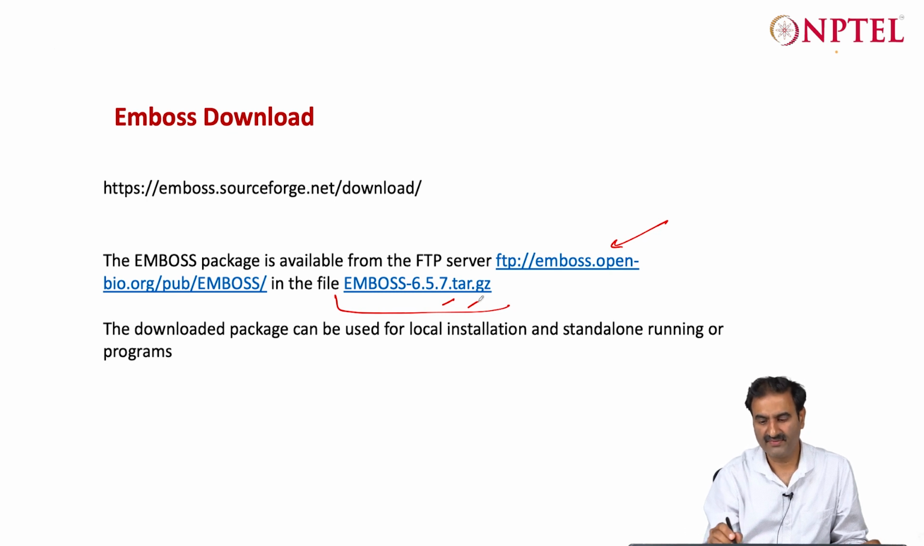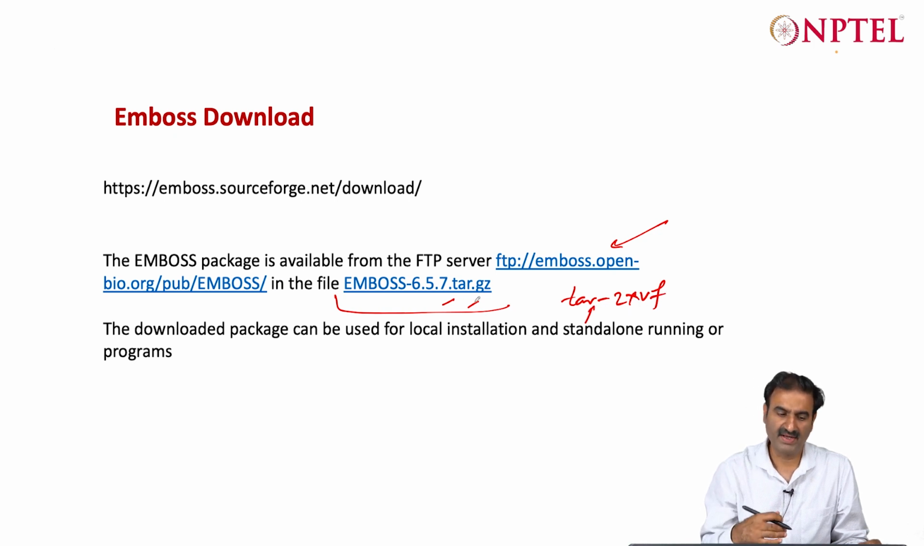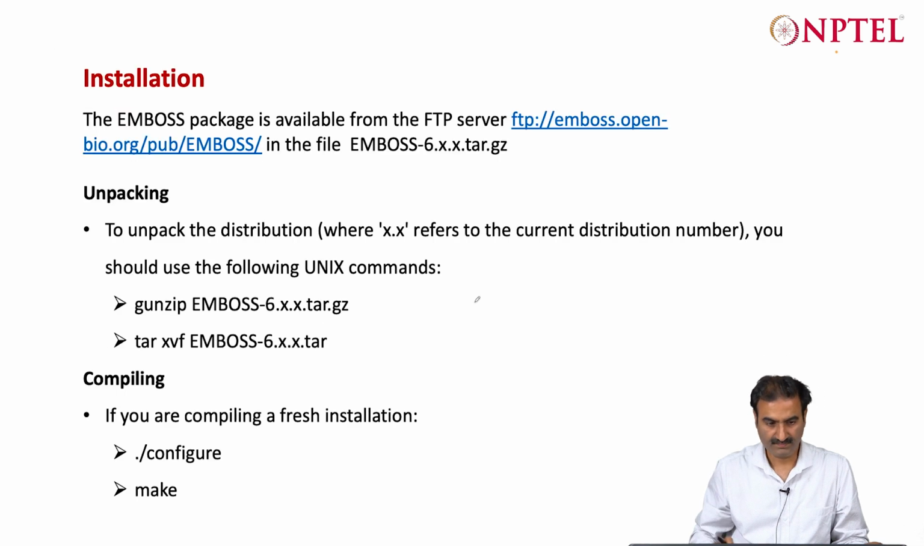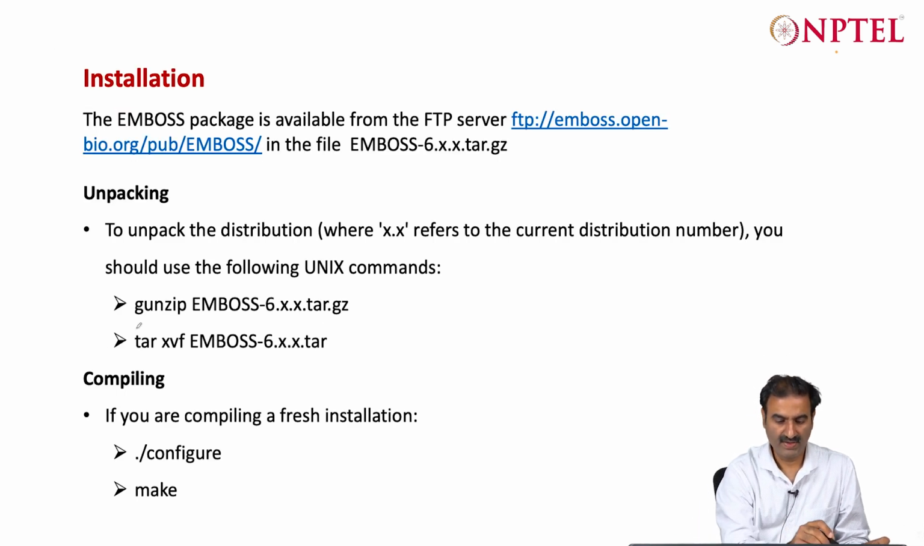So tar minus zxvf, there is always a space here, zxvf, and it will be uncompressed to your folder. Either you can do 2 steps, unzip first and then untar, or you can do it together with tar minus zxvf, and it will untar and unzip together. Then it is now available in your folder.